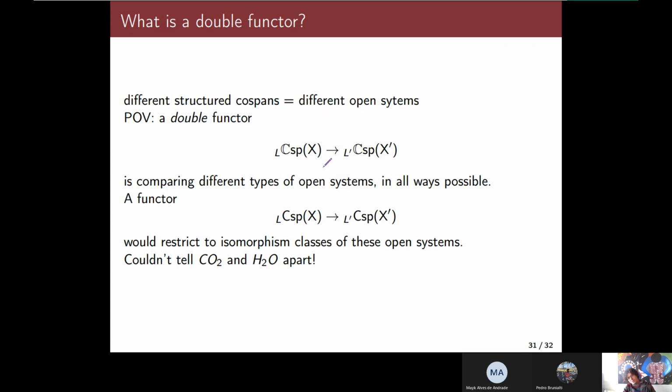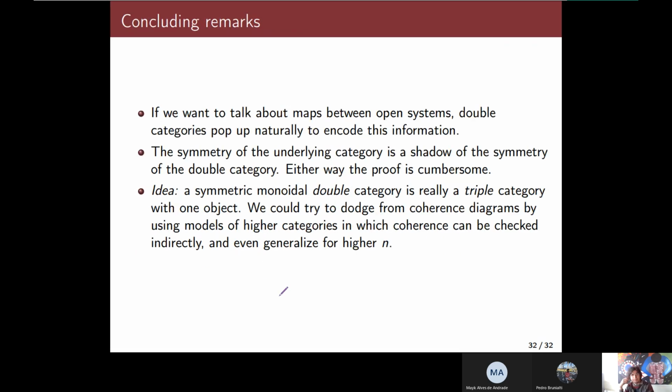And it's good to work on the double functor here, because if we were to work only between the categories, we wouldn't be able to tell CO2 and water apart. So concluding remarks, we want to talk about maps between open systems. Double categories did pop up naturally to encode this information. And the symmetry in the underlying category is a shadow of the symmetry of the double category. But either way, proving that either the category or the double category is symmetric is really cumbersome.